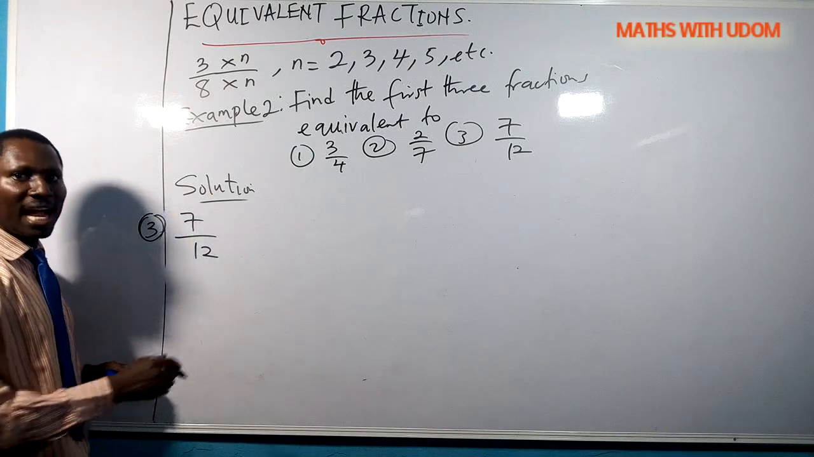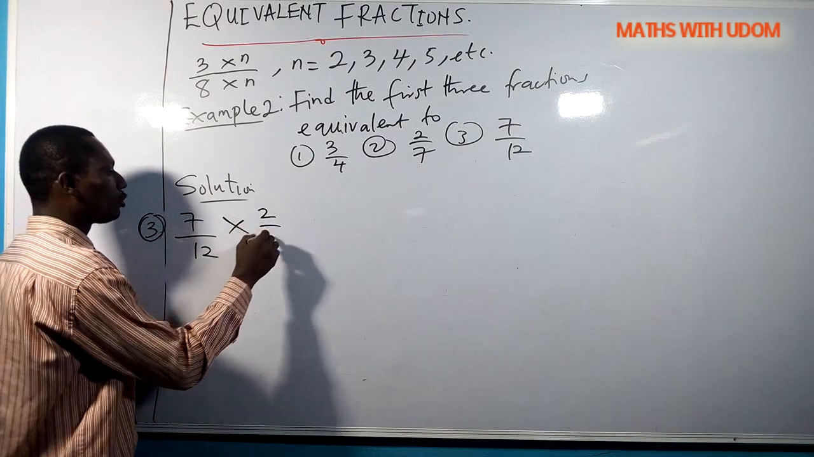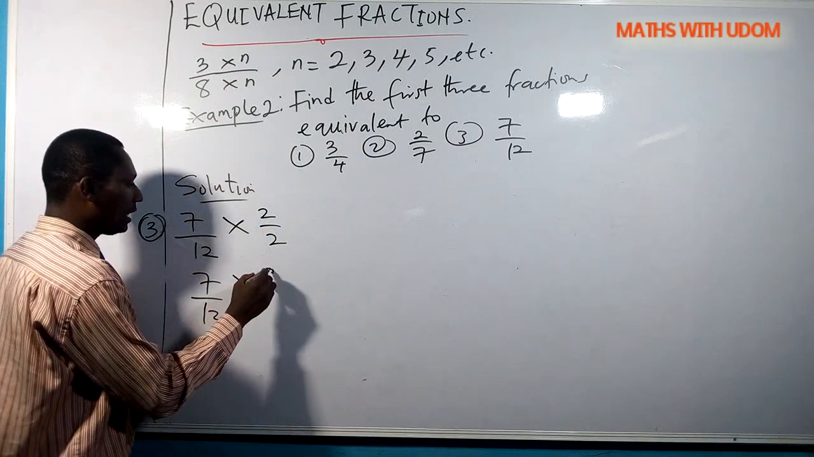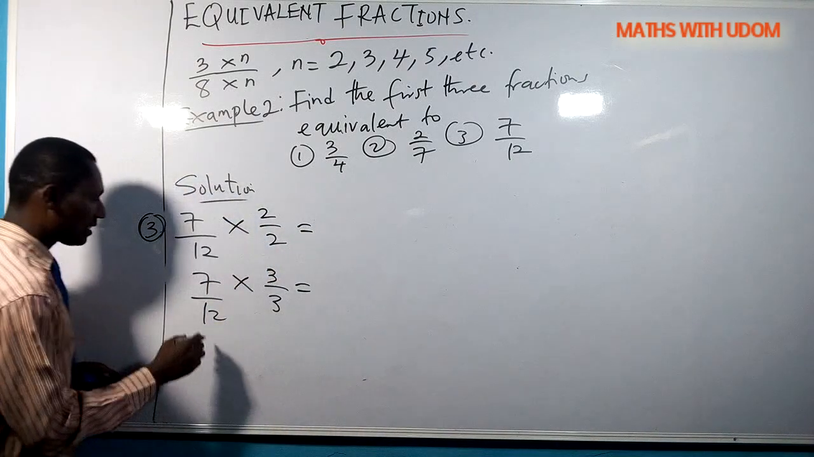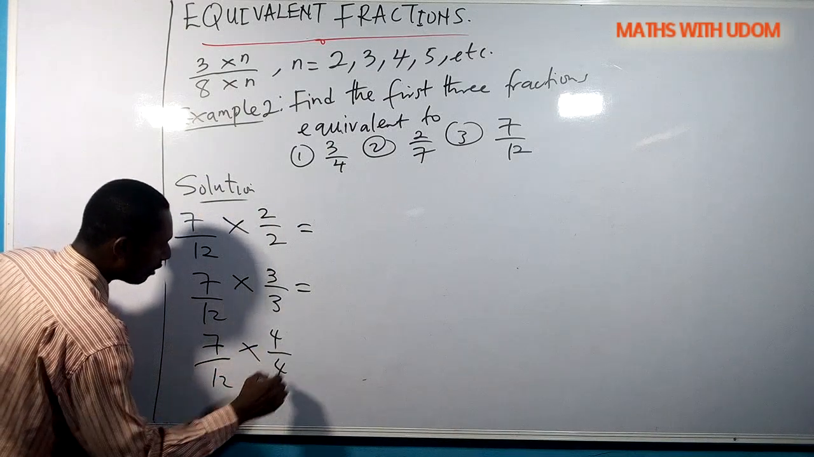Number 3, example, we have 7 divided by 12. So I'll multiply the numerator and denominator by the same number. 2 over 2, 7 over 12 again. I'll multiply by 3 over 3. Okay? Then 7 over 12 again. I'll multiply by 4 over 4.